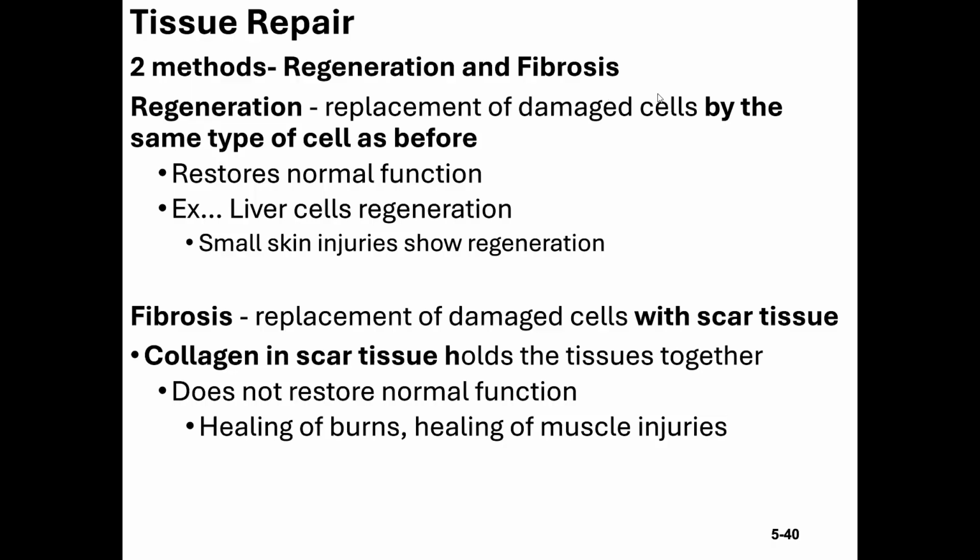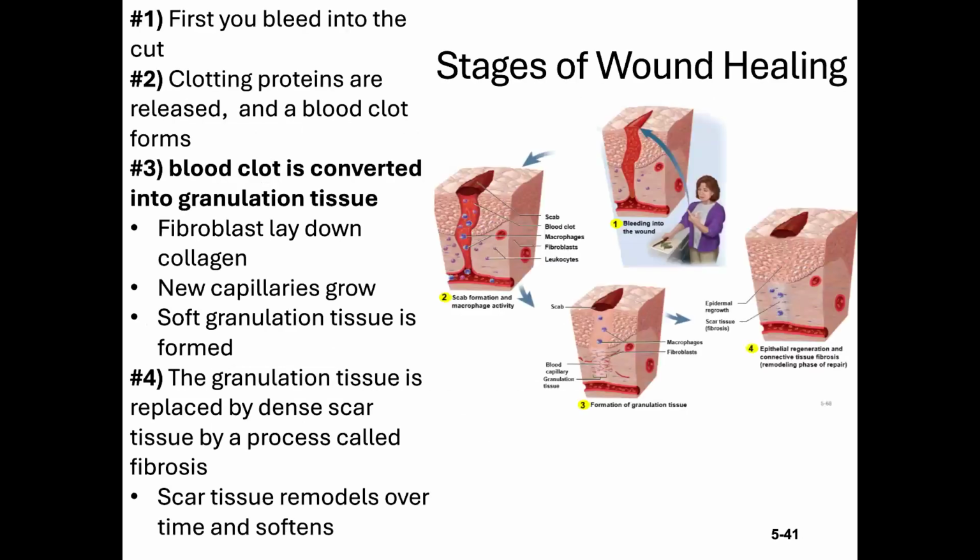And a classic example of regeneration is the liver. Liver has got an amazing capacity to regenerate. So if you have an injury in the liver, it can regenerate. Also, small injuries in the skin can regenerate. But if you have a big injury in the skin, it will not regenerate. It will form scar tissue. That's why if you have a big cut, you'll end up with a scar. Usually burns end up with a lot of scarring.